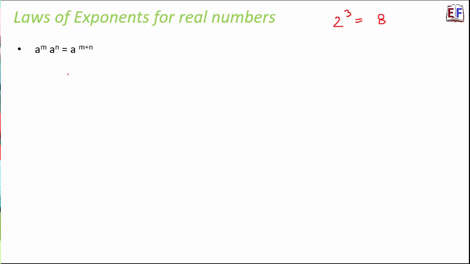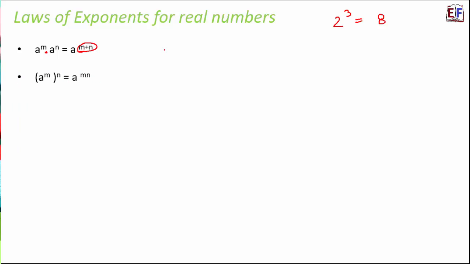So similarly, there are a few laws that we need to remember. For example, a to the power m into a to the power n. What if you have the same base? So here a is called the base and m and n are called the powers or exponents. In such cases, a to the power m into a to the power n becomes equal to a to the power m plus n. So whenever they are getting multiplied, the powers get added up.